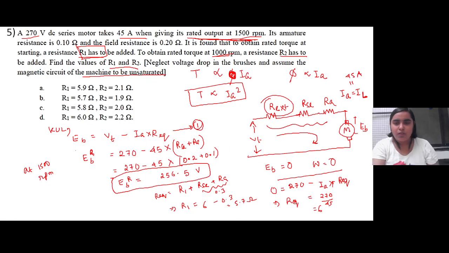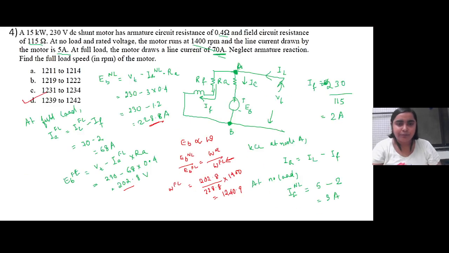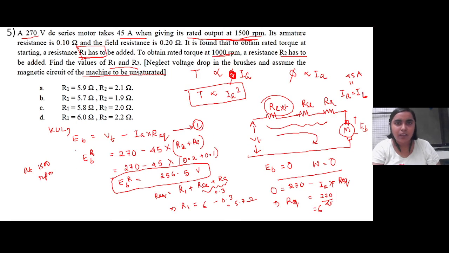Now similarly, in the next part where it is giving out the rated torque at 1000 rpm, we can calculate the back EMF. Let this be EB dash. EB dash equal to Vt minus Ia into R equivalent.